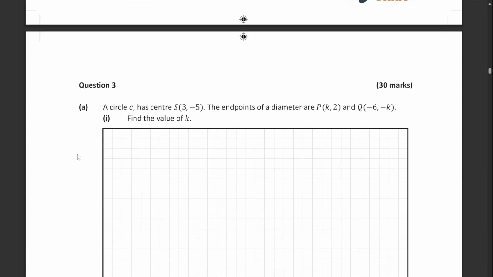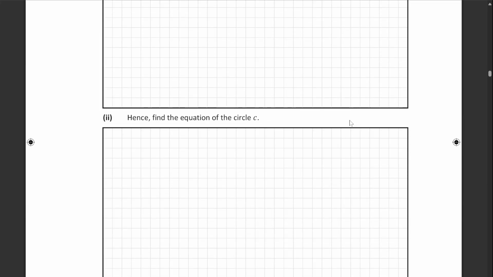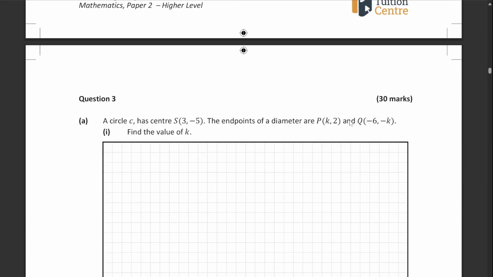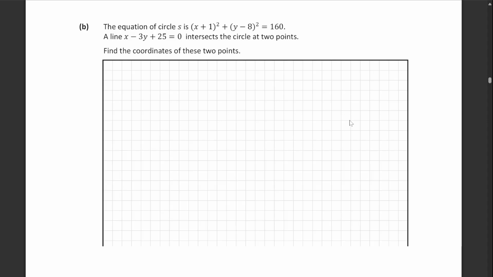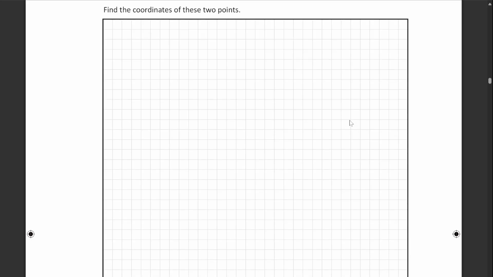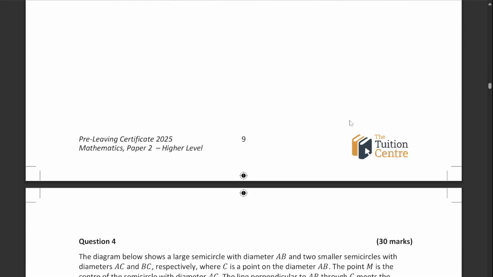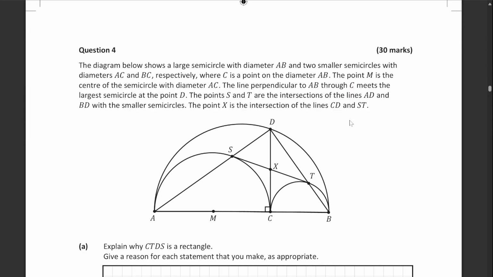Circle C, the endpoints of the diameter are that. Find the value of K. That's kind of a hidden way of getting you to find the radius. So, okay, I like that. Hence find the equation of C. Oh, find K and then find C. Okay. The equation of that. Lines that intersect at the 2 points, from the exact coordinates of the 2 points. Okay, that's fine. It's just 2 simultaneous equations, basically. Oh, Jesus Christ.